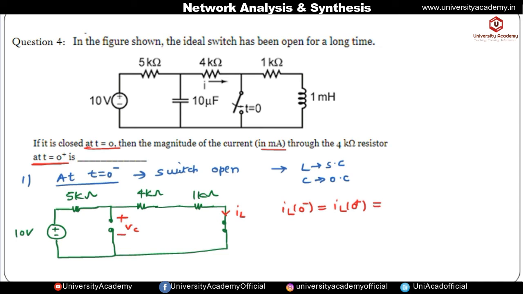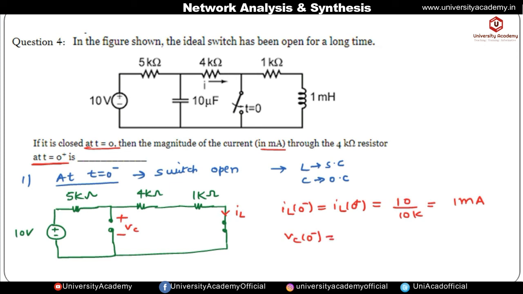Then what is the value of I L? The voltage is 10 volt, and we have 5 kilo ohm, 4 kilo ohm, and 1 kilo ohm. All three resistances are connected in series, so the total is 10 kilo ohm. So the value of I L of 0 negative we have calculated as 1 milliampere. It means for t less than 0, the current flowing through the inductor was 1 milliampere.